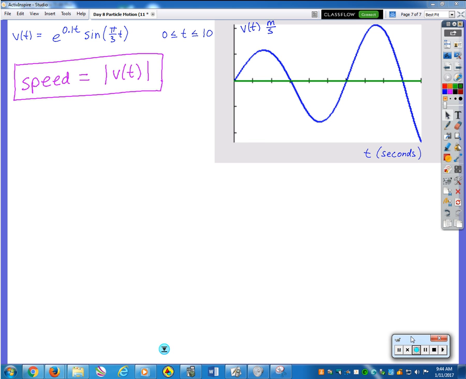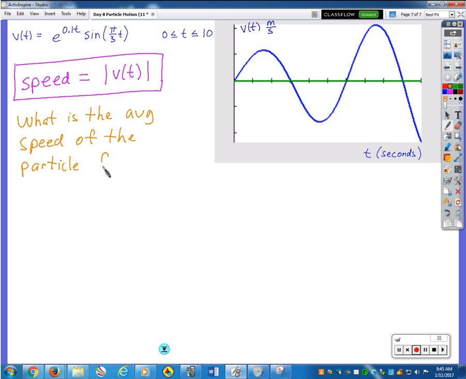Next thing, you'll encounter questions in the homework that ask something like this. It'll say, what is the average speed of the particle for some time period? So say for, I don't know, t equal 3 to t equal 9. What is the average speed of the particle from t equal 3 to t equal 9?